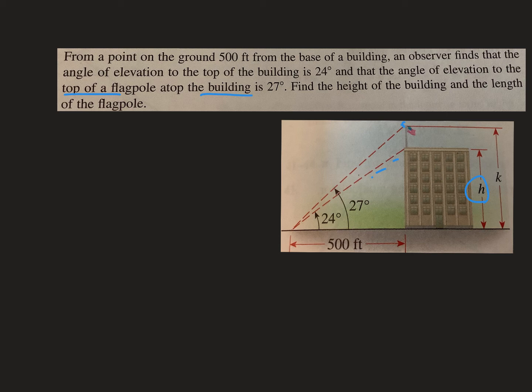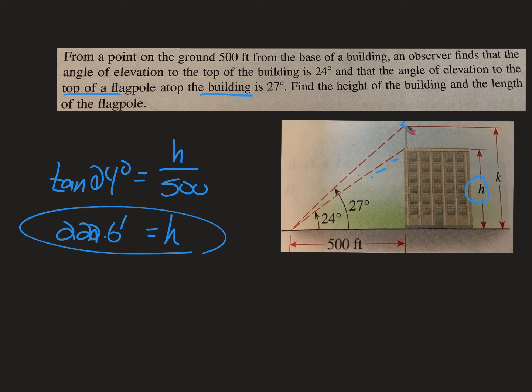Let's find the height of the building first. Again, same deal, it's tangent again. So tangent 24 degrees equals the opposite side, which is the height of the building, over the adjacent side, which is 500. So I'm punching in 500 times tangent 24 degrees, and I'm getting the height of the building is 222.6 feet. That's the first answer.